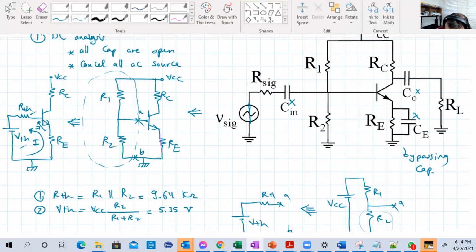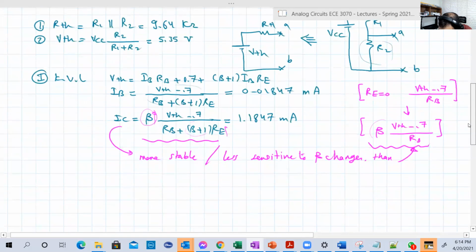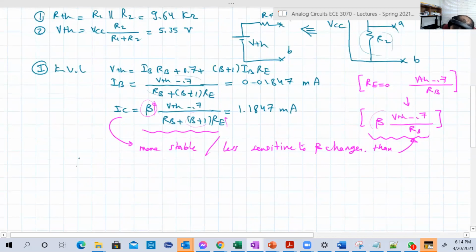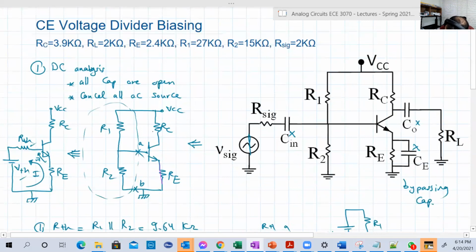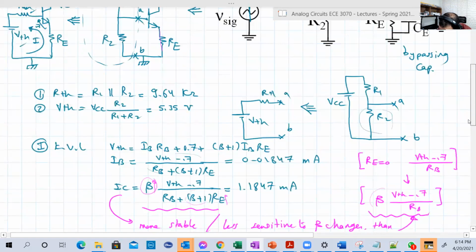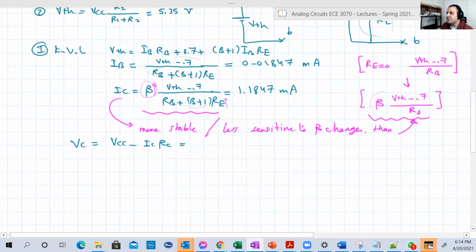Okay, so let's continue. We got IC, we got IB, we can get VC to be sure that we are really working in the active region. So VC is equal to VCC minus ICRC. Just looking at this, it is really easy. So here is VC, VCC minus ICRC. So VC is equal to 7.796. Okay, and that's really good. This is a good Q point. Let's write this in another color. This is good.